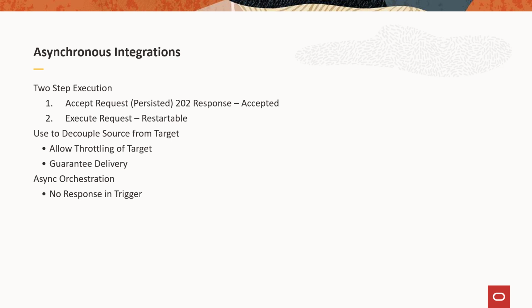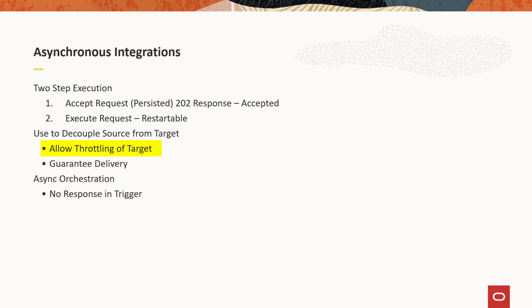Because these are async, these are now restartable. And so if an error occurs, we have the opportunity to restart it either from the error console or through the API. So that's a big plus to using an async integration over sync. In addition, it allows us to decouple the source from the target. So if the target system is down, no problem, we will queue the messages up in OIC, and then we can resubmit them when the target system is available. In addition, it allows us to cope with bursts.